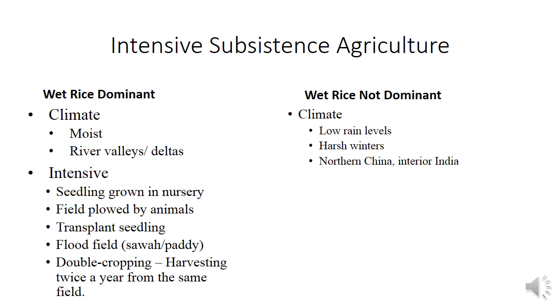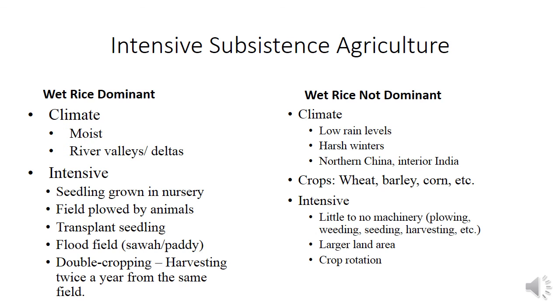And so in the northern, drier parts of China, the interior of India, away from the river valleys and things on the coast, you'll see a little bit more of this. So think of other grain crops here: wheat, barley, corn, millet, stuff like that. And again, this is intensive. There's no machinery. All the other things are the same.